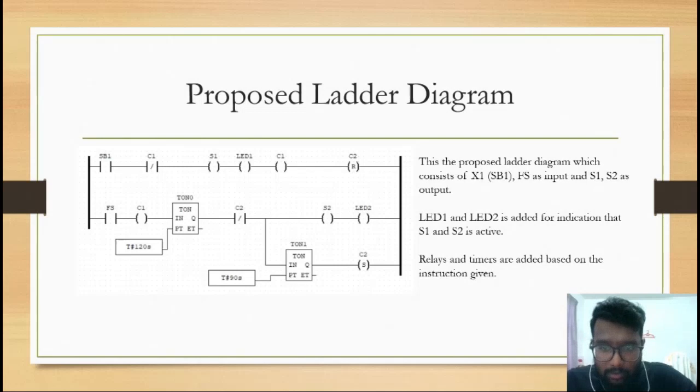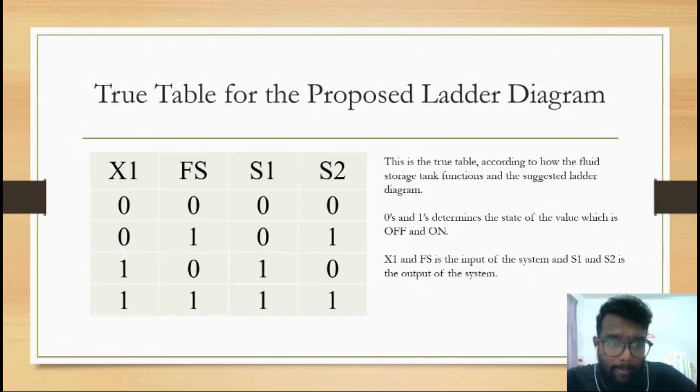So this is the proposed ladder diagram as shown in the slide, which consists of X1, FS as input and S1, S2 as output. LED1 and LED2 are added for indication that S1 and S2 are active. Relays and timers are added based on the instruction given. So this is the ladder diagram that we are proposing for the working of the fluid storage tank.